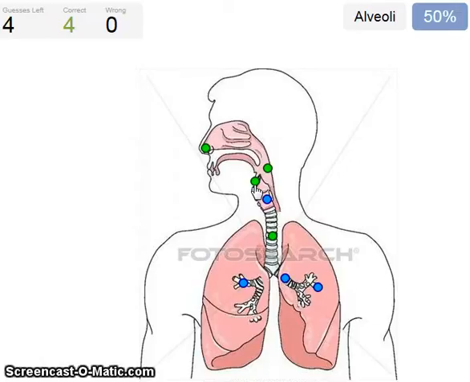The epiglottis is a small flap that lies beneath your tongue and lies over the trachea. The main function of the epiglottis is to cover the top of the trachea when you're eating to prevent food from entering your airways.